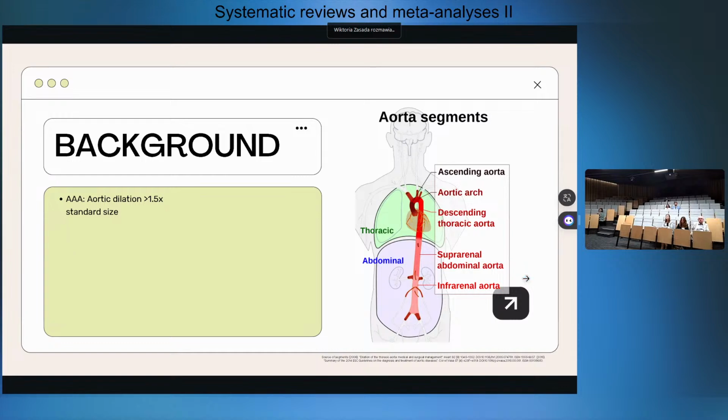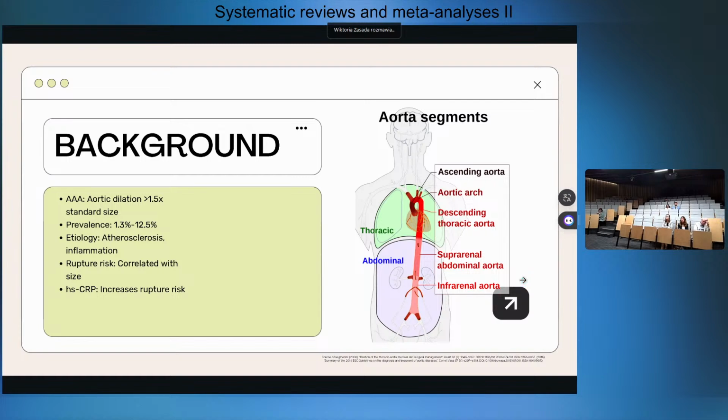AAA, characterized by aortic dilation, affects 1.3 to 12.5 percent of people. Its etiology involves complex atherosclerotic and inflammatory processes, leading to an increased risk of rupture, particularly in larger aneurysms.